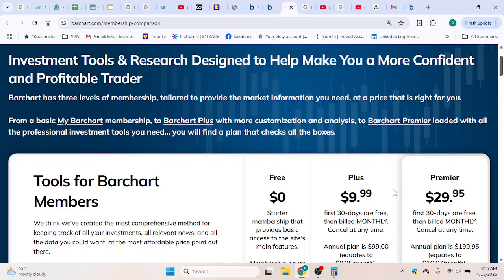Plus is only $9.99 a month, or $99 per year, and then Premier gives you all the features of the site for only $29.95 a month, or just under $200 per year. So again, no affiliation with that, but it's a tool that I use and I find very helpful.